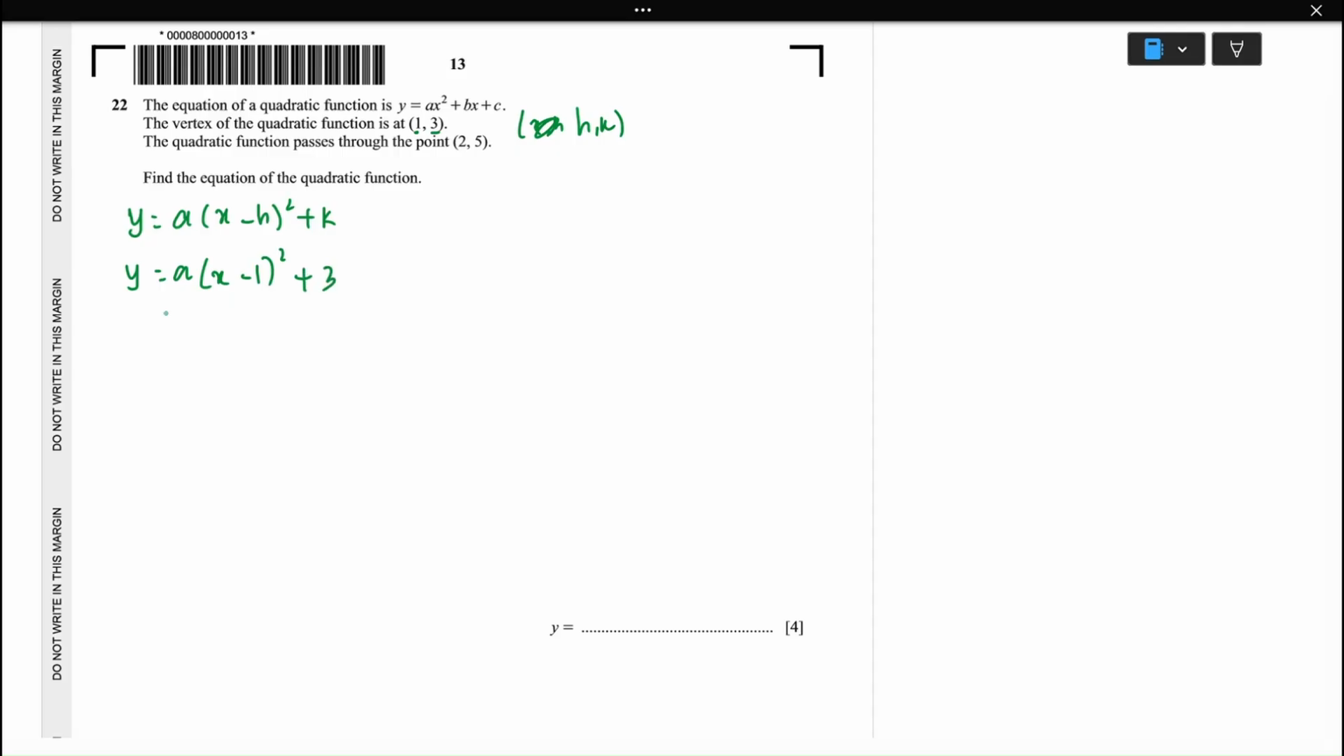Next, there is another point given that the function passes through, which is 2, 5. When I substitute 2, 5 here, I will get my a. So we should remember this point.